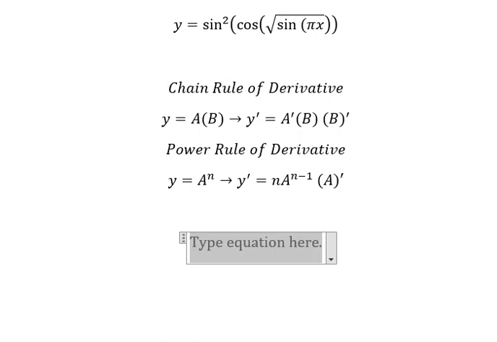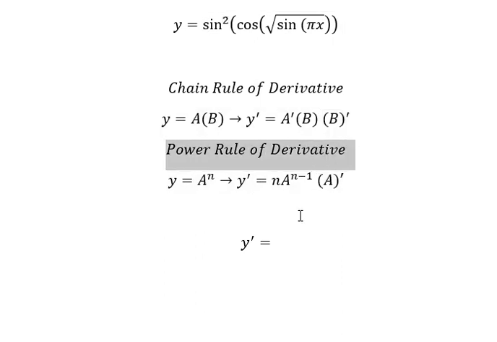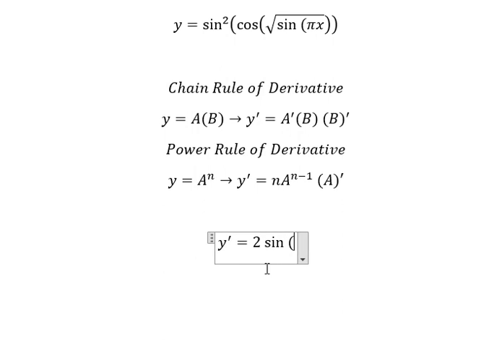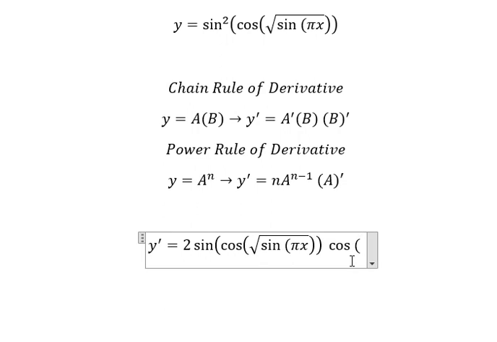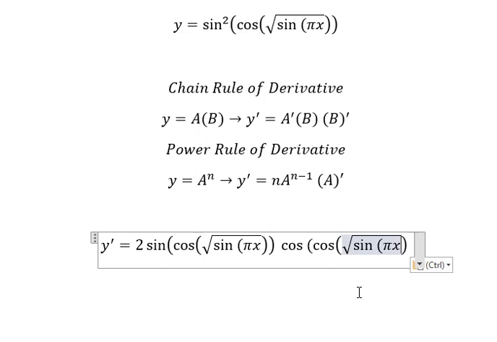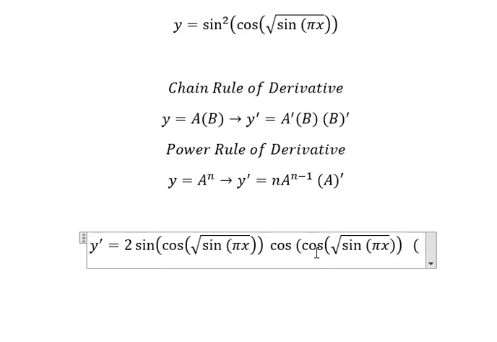So for this one we have the number 2 and sine, so we apply the power rule of derivative. So we will have 2 sine of this one. So we do the first derivative of sine and then we have cosine. Later, we need to do the first derivative inside of cosine in here.